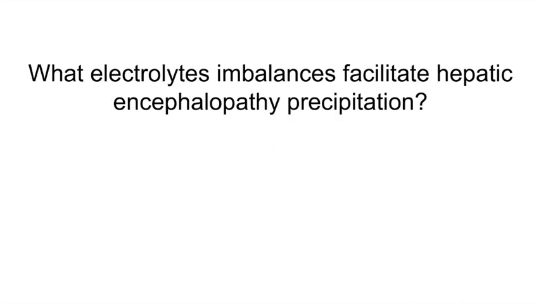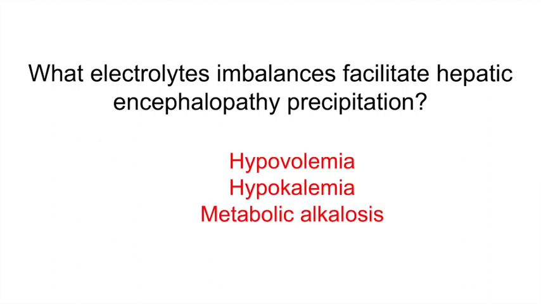What electrolyte imbalances facilitate hepatic encephalopathy precipitation? Hypovolemia, hypokalemia, and metabolic alkalosis. So hypovolemia is one of the most common precipitants of hepatic encephalopathy. And for hypokalemia, what this does is facilitate the conversion of ammonium to ammonia. And what the metabolic alkalosis does is decrease the urinary loss of ammonia. So basically, the hypokalemia and the metabolic alkalosis really increase the ammonia levels. So it's important to remember that elevated ammonia can lead to hepatic encephalopathy.